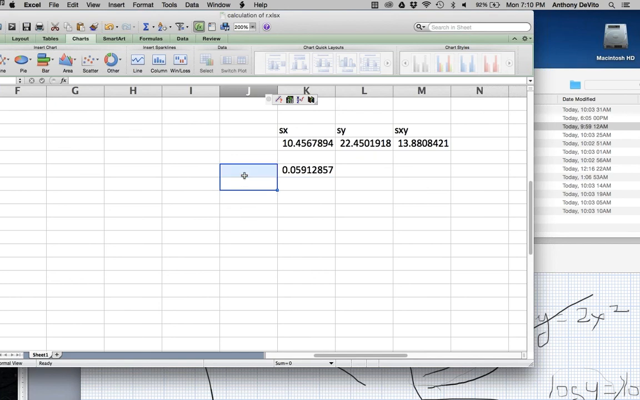I guess that's r squared. Okay, and apparently that is equal to r squared. And r is equal to the square root of that. I still think I got it wrong, but I'm gonna move on.